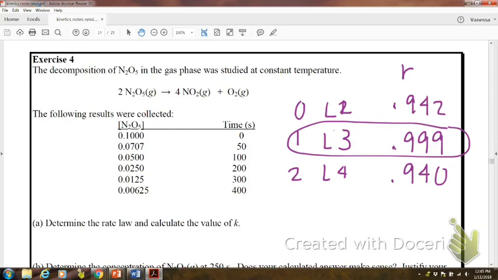Okay, so the rate law would be rate is equal to K N2O5. So that's how you would do that. Okay, so what we're going to have to do, because we had to do the 3 regressions to figure out, is go back in and plug L3 back in for your linear regressions because we're going to use some of the numbers it gave us.